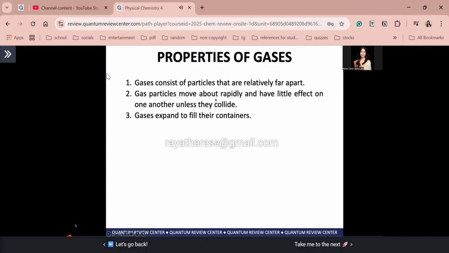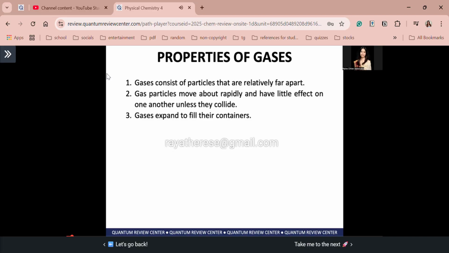So gases, they consist of particles that are relatively far apart. The gas particles move about rapidly and have little effect on one another unless they collide. Oh, guys, bakit relatively far apart ang mga gases? Because the large spaces between the particles explain bakit yung gases very low yung densities nila than liquids and solids. Diba? Kasi napaka-far apart ng mga particles ng gas. Okay? Napakarami ng empty space ng gases. That is why it is easy to compress them by applying external pressure.